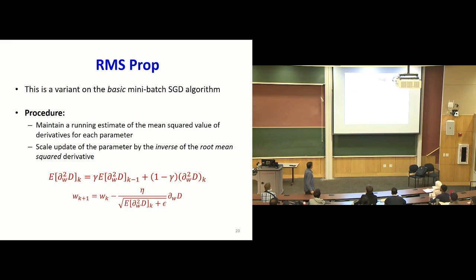And here's how this algorithm works. You're going to maintain a running estimate of the mean squared value of the derivative. So you've got this derivative over here, and this k minus 1 term was the mean squared derivative at the previous step. I'm going to add in some fraction of the squared derivative at the current step. The overall is going to give me a running average of the squared derivative, right? This is the second moment of the derivative.